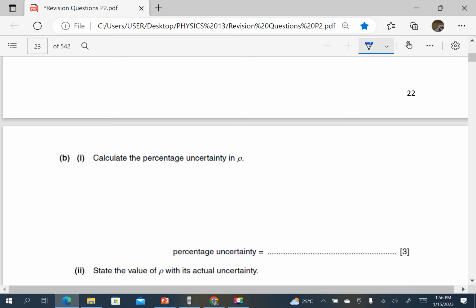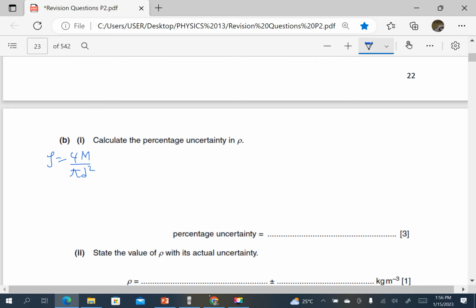Calculate the percentage uncertainty in rho. We have already seen that density rho is equal to 4m divided by pi d squared. So we want percentage uncertainty. Because of division and the power on d, we shall just add the fractional uncertainties. The fractional uncertainty in density is going to be equal to the fractional uncertainty in m plus the power multiplies by the fractional, so that is twice uncertainty in d over d. So times 100 this side, times 100 the other side, it will be percentage.